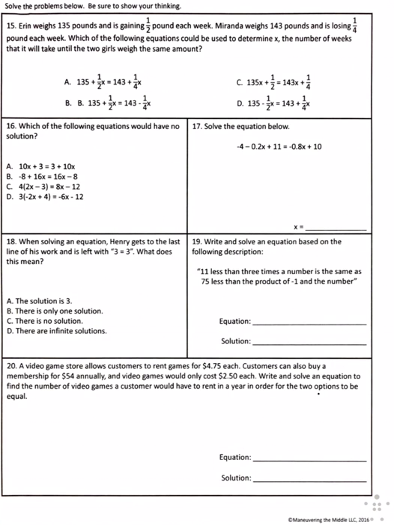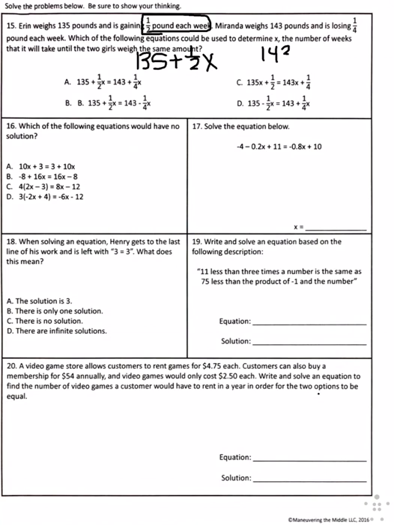Number 15. Aaron weighs 135 pounds and is gaining 1/2 pound each week. Miranda weighs 143 pounds and is losing 1/4 pound each week. Which of the following equations could be used to determine X, the number of weeks that it will take until the two girls weigh the same amount? So we have 135 and she's gaining weight, so we're going to add the 1/2 pound per week. Each week, per week, is where we put in the variable X.